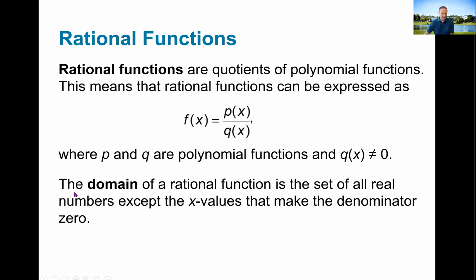So that means the domain of a rational function is the set of all real numbers except the x values that make the denominator zero. So the domain is going to have a restriction: we know that the denominator cannot equal zero. The numerator plays no part in the domain whatsoever, because remember, p of x is a polynomial function. Polynomial functions exist everywhere, so I don't worry about the numerator when I worry about the domain. I just say the denominator cannot equal zero.